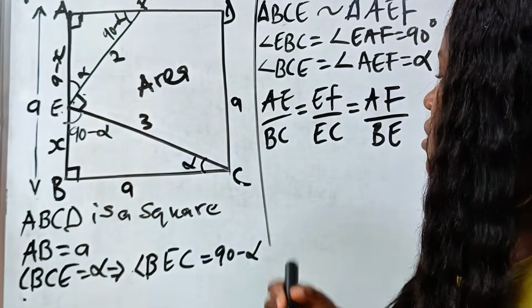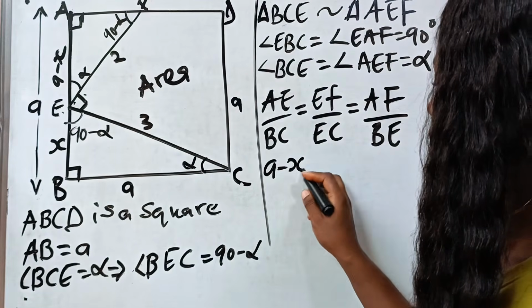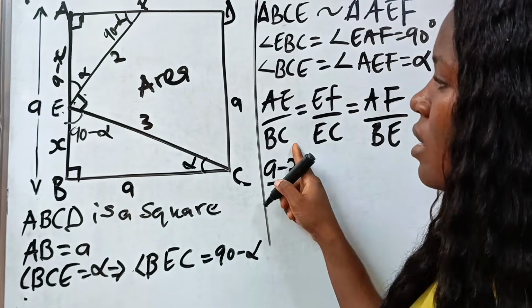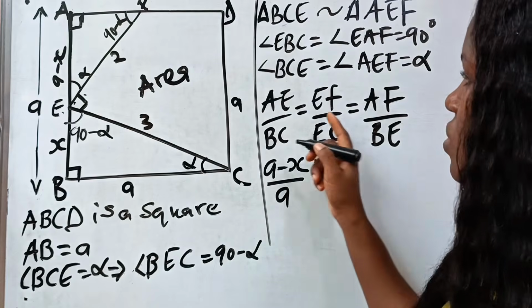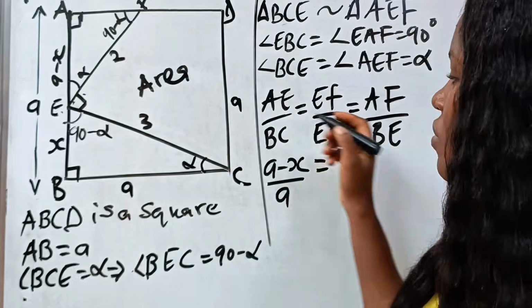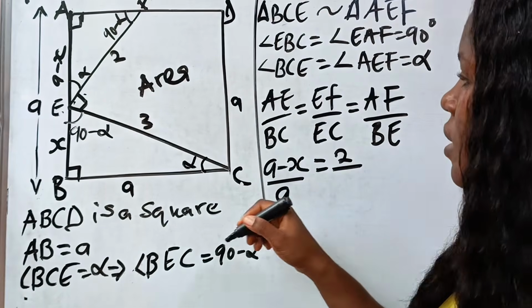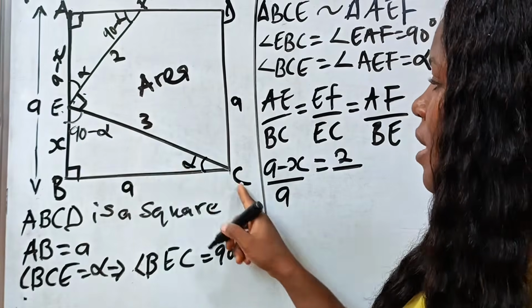Now let us substitute the values. AE is a minus x over BC, BC is a, is equal to EF, EF is 2, EC is 3.